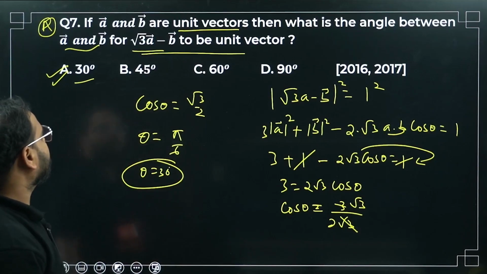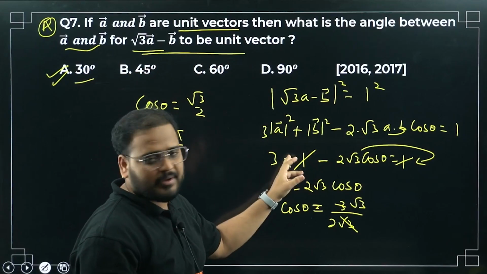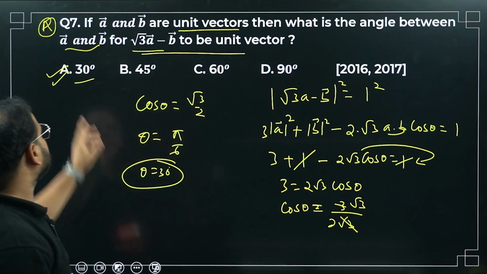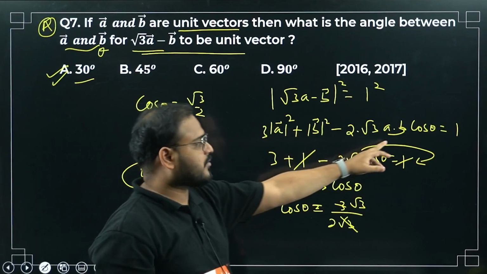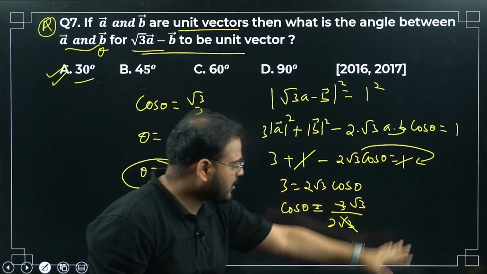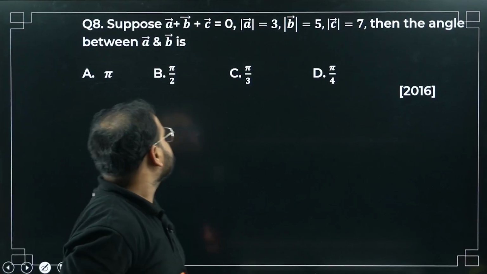Option number A. If A and B are unit vectors, I've taken mod of A as 1. What is the angle between them? Let's say the angle is theta. So I took the whole square to get it in terms of cos theta, and got the result theta as 30 degrees. Moving on to question number 8.